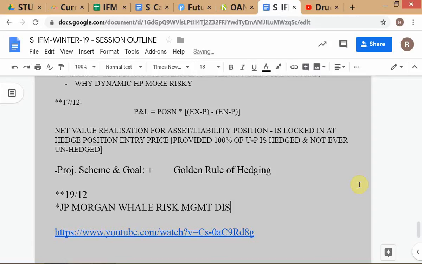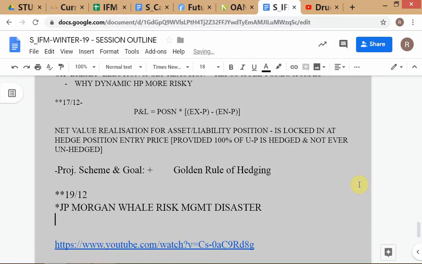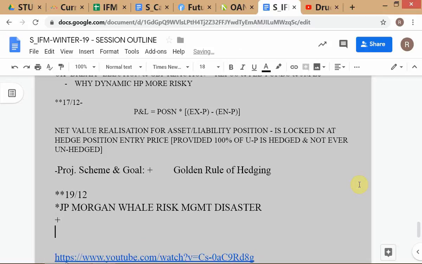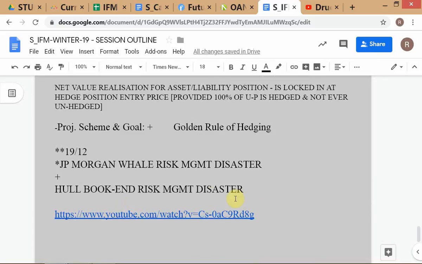Whale risk management disaster, plus, so I'm giving you this as an official reading. Hull bookends. Bookend actually has a different meaning, but I'm just using it in a loose way. Again, risk management disasters. Please read this chapter, okay? This is just general reading, just to get yourself familiar, because you need to know about all these histories. Okay, is this clear? If you have a problem finding this, please let me know, then I'll explain that to you.